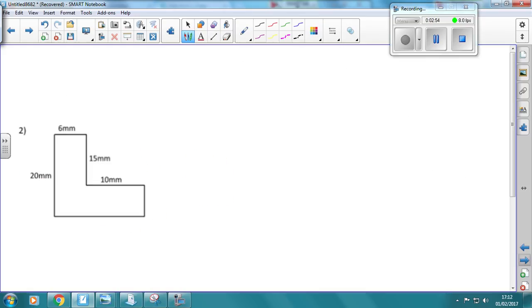Okay, let's have a look at another example. So again, it's a different unit of measurement, 20 millimetres and 6 millimetres. So when we work out the area, it's going to be millimetres squared.